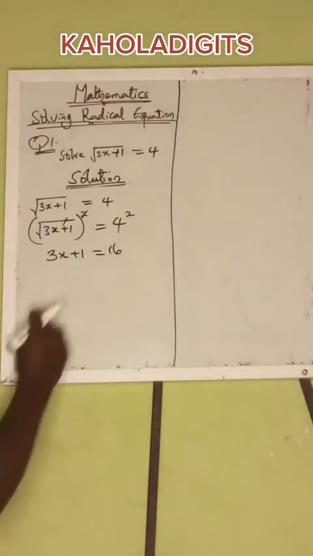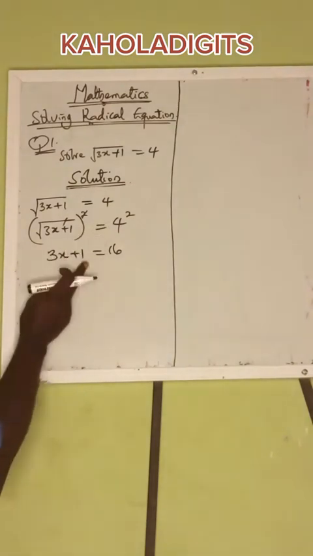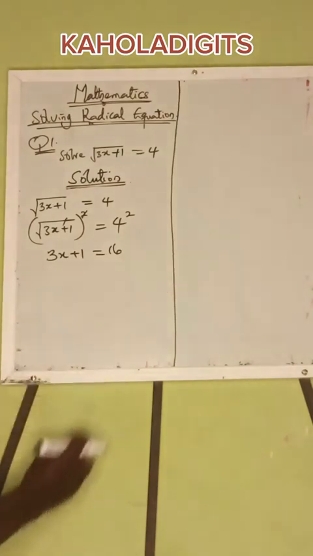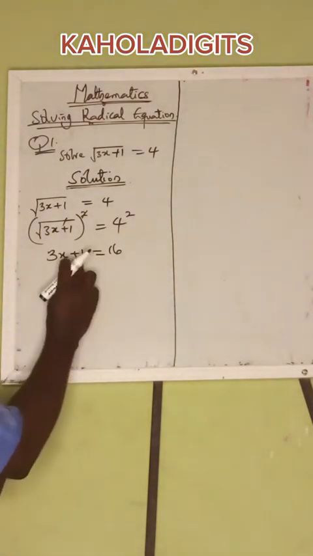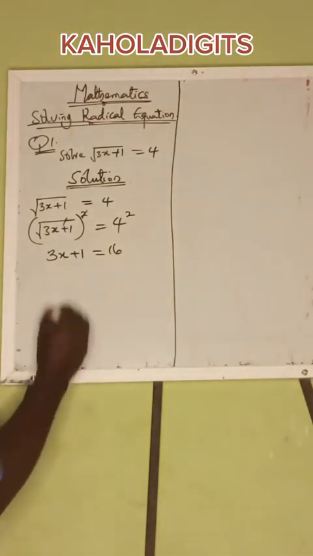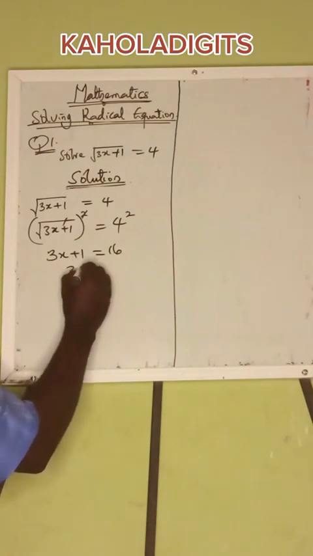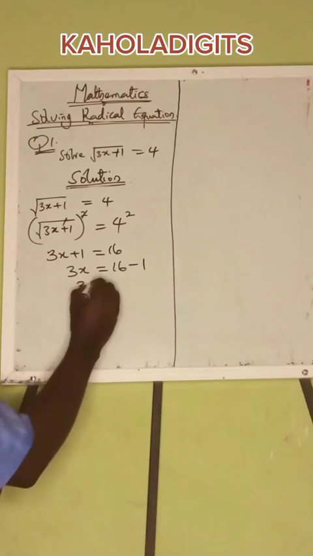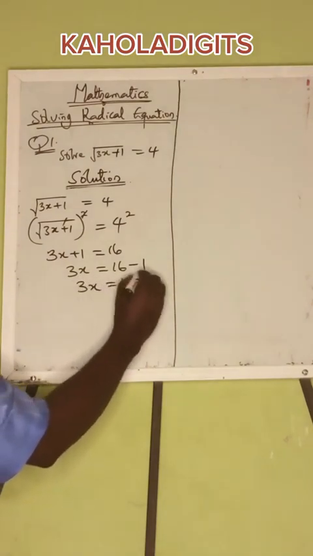At this stage here, we can take the plus 1 at the left hand side of the equation to the right hand side of the equation. And if we do that, this plus 1 is going to turn to minus 1. So you have 3x equal to 16 minus 1. Then 3x will now give us 15.